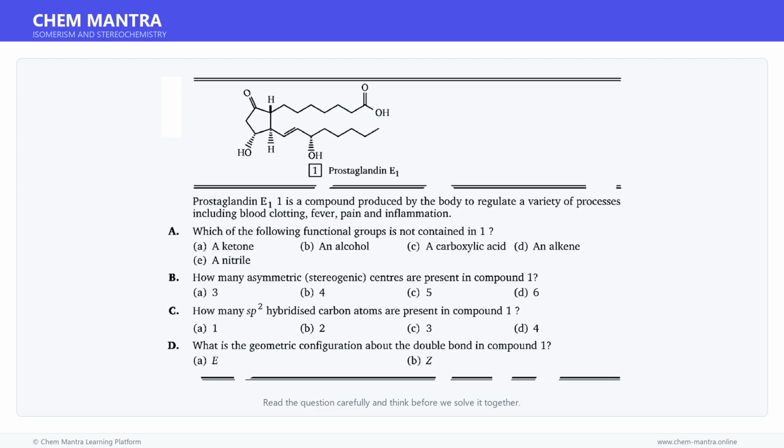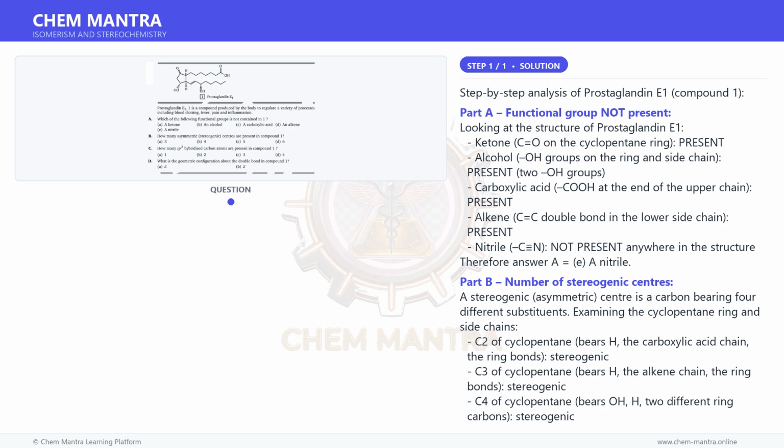Here is a question. Read it carefully and think about the answer. Let us solve it step by step. Let us begin solving this step by step. Step-by-step analysis of prostaglandin E1, compound 1.